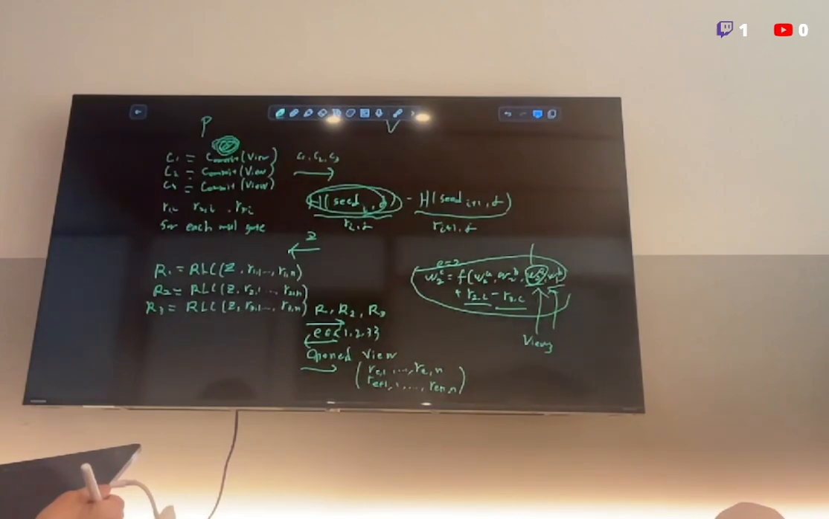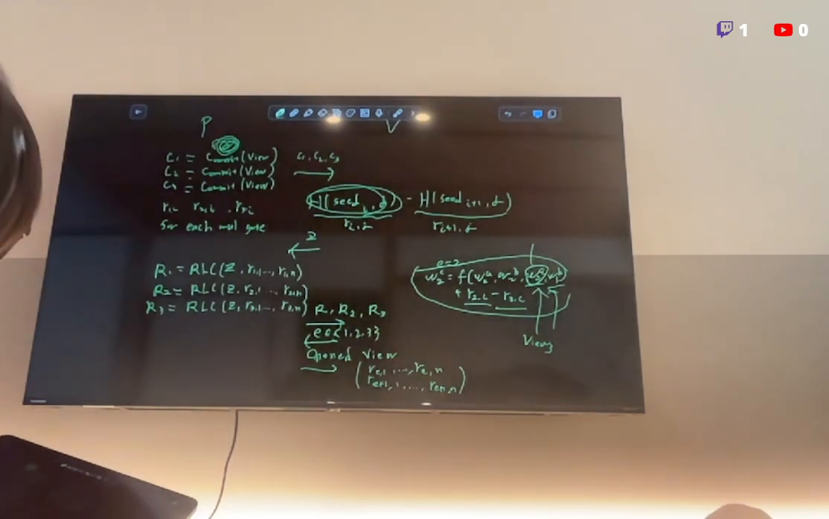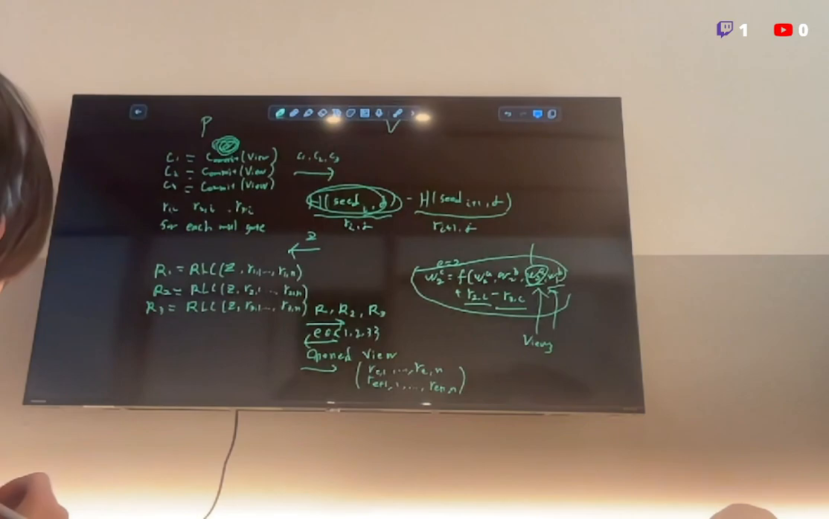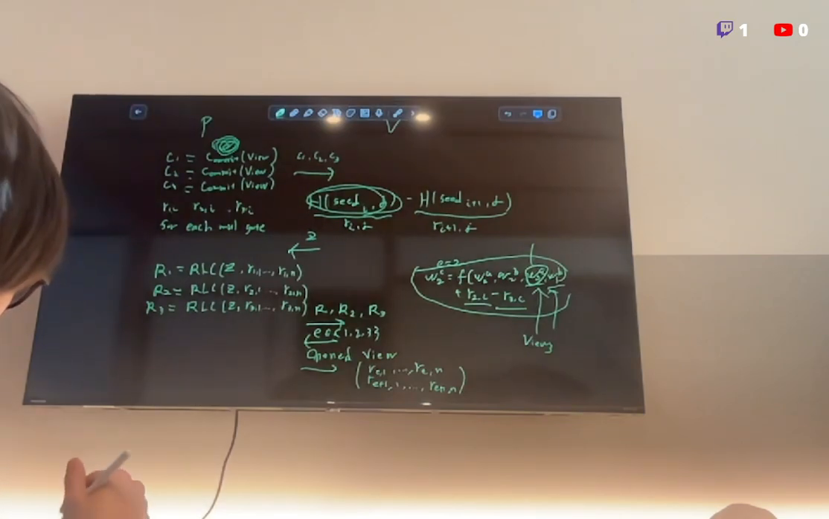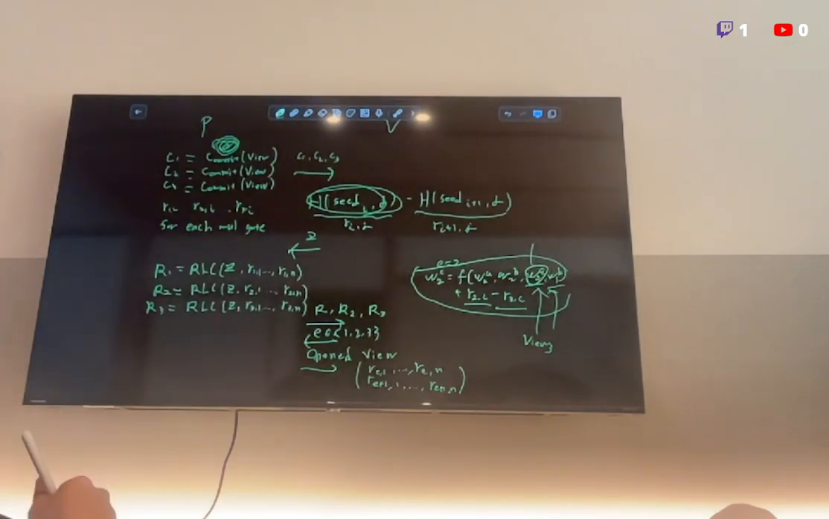Oh, you have the seed, sorry. You have the seed, right? Yeah. So we have it for the following part after round one, but in round one we still need to compute the commitment of the view. Yeah, but we have the seed R. Yeah. So we can use that. We can hash that and make that the RLC value, right? Maybe.